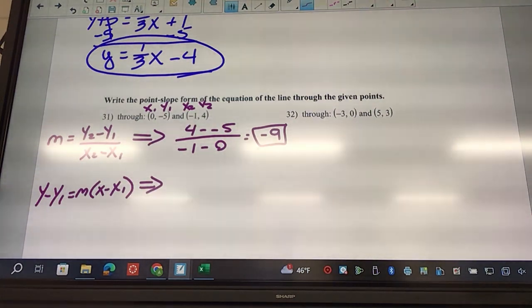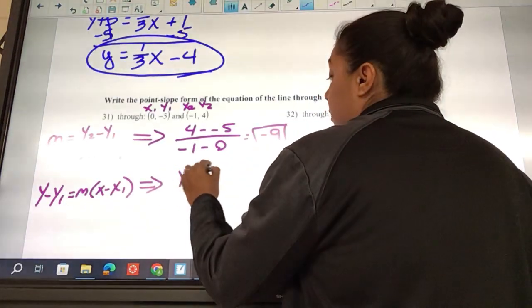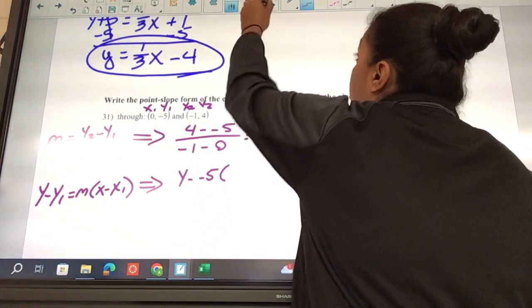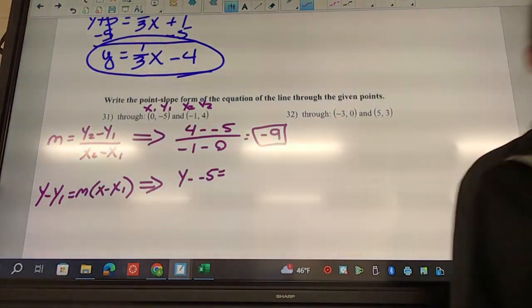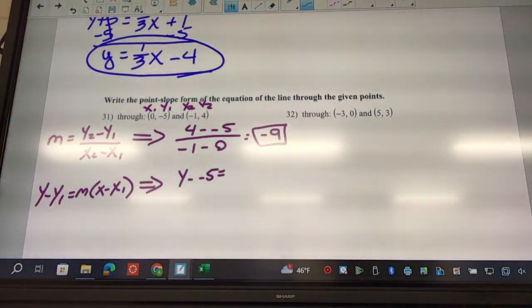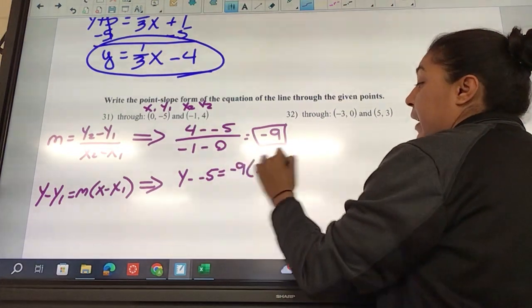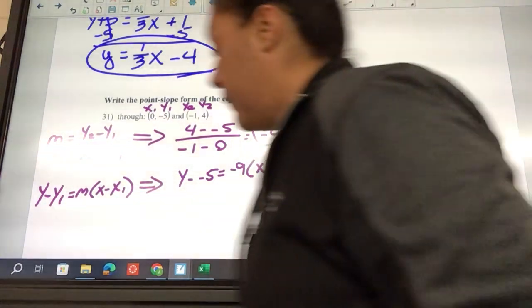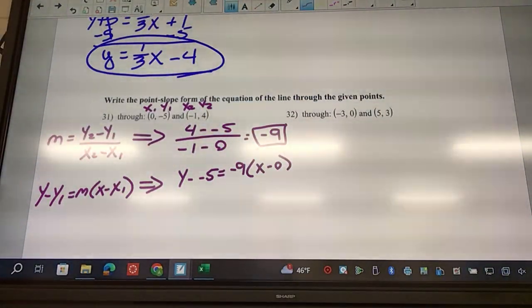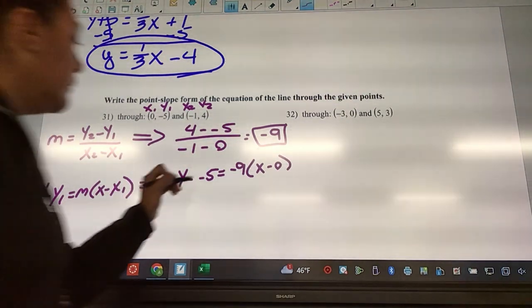So now it's going to look like y minus y1, which is negative 5, equals my m. What is my m? Negative 9. So negative 9, x minus my x1 is going to be 0. And again, that minus minus makes what? Positive. So it's really going to be y plus 5.